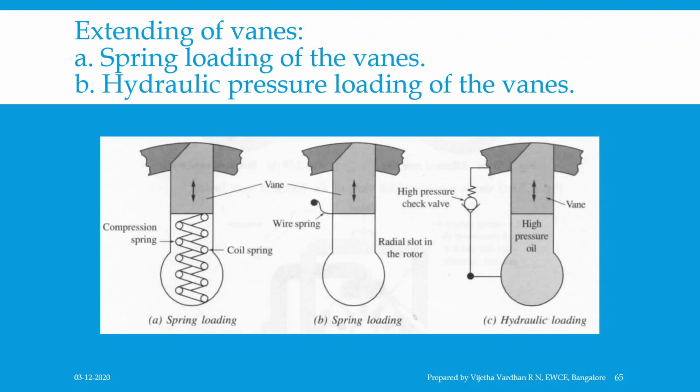In both types of the spring loading, pressure oil is directed to the underside of the vane as soon as the torque is developed. In the hydraulic pressure extending method, which you can see in figure C, oil is not allowed to enter the vane chamber area until the vane is fully extended and a positive seal exists at the vane tip. So this is about the concepts of hydraulic rotary actuators.